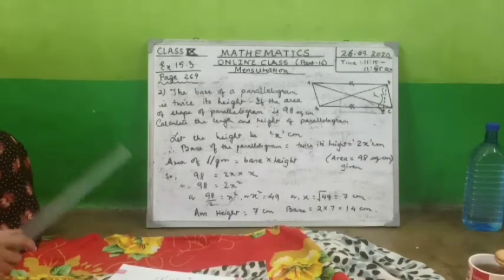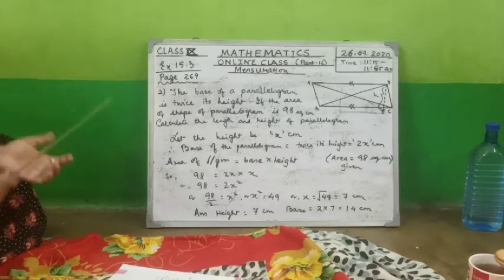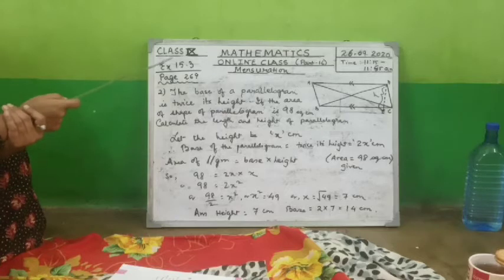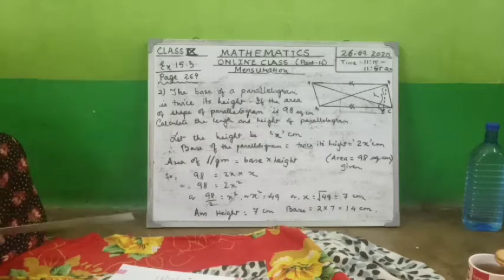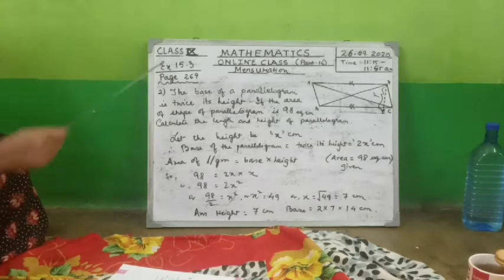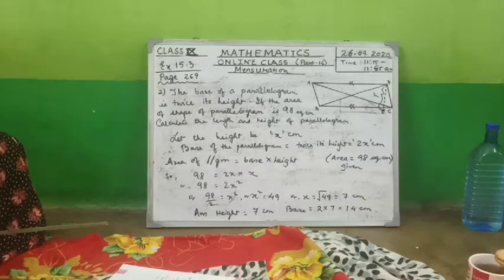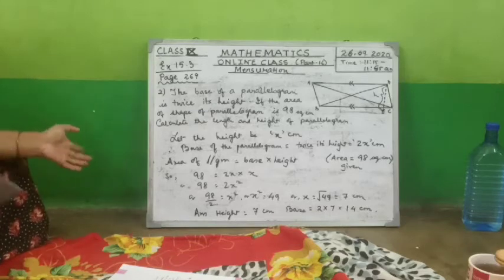Now children, I have come to the second sum. The page number is 269. I forgot to tell you, this is exercise 15.3 and page number 269. And we will now again shift to page number 267, 270 also. The base of a parallelogram is twice its height. So it's an algebraic tricky sum. It's not a hard sum but a tricky sum.